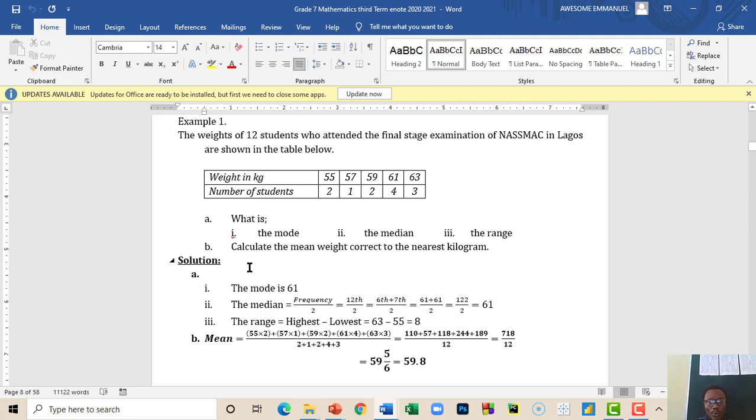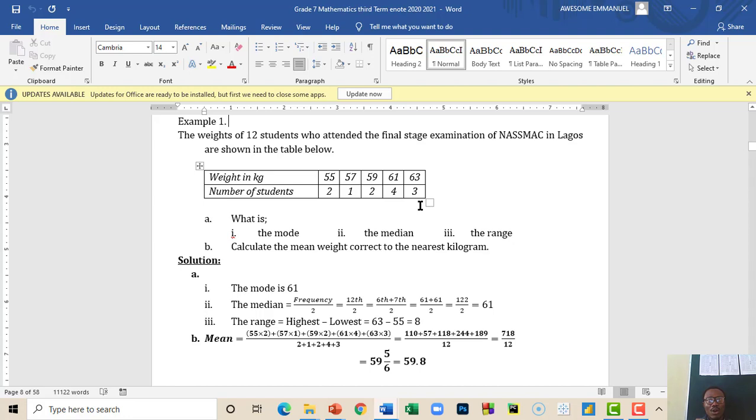So now what we're going to do is, instead of writing 55 2 times, 57 1 time and all that, just add all the frequencies. 2 plus 1 is 3. 3 plus 2 is 5. Then 5 plus 4 is 9. 9 plus 3 is 12. So the total frequency is 12.